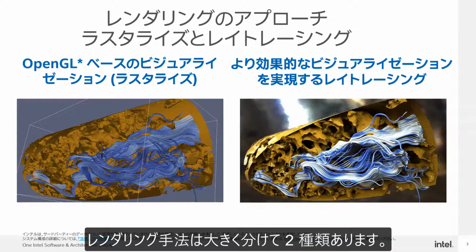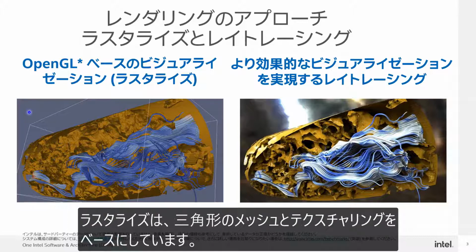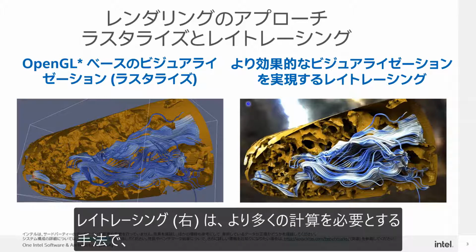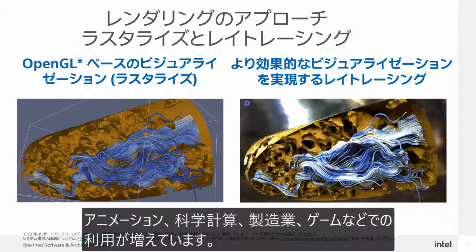There are two major rendering techniques in use. Basically, rasterization on the left hand side displays a 3D object on a 2D screen. Rasterization is based on triangle mesh and texturing, most commonly used in gaming today and largely optimized by GPUs. Ray tracing, on the other hand, as you can see on the right hand side, is a much richer image, a much more computationally intensive technique that models the physics of light to generate realistic images, and it's increasingly used in animation films, scientific computing, manufacturing, gaming, etc.